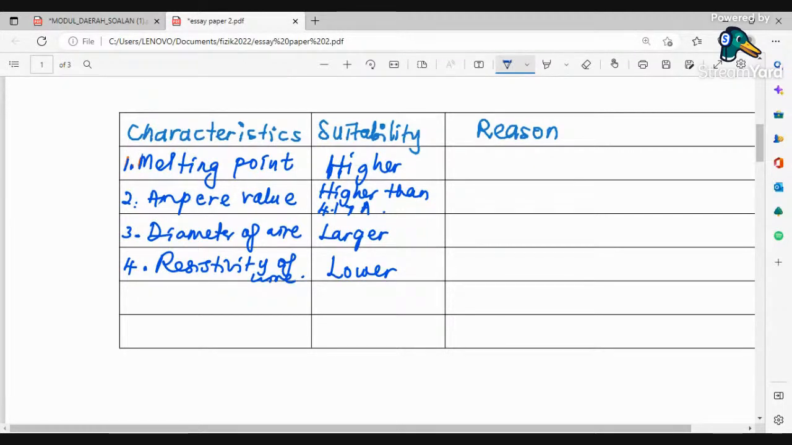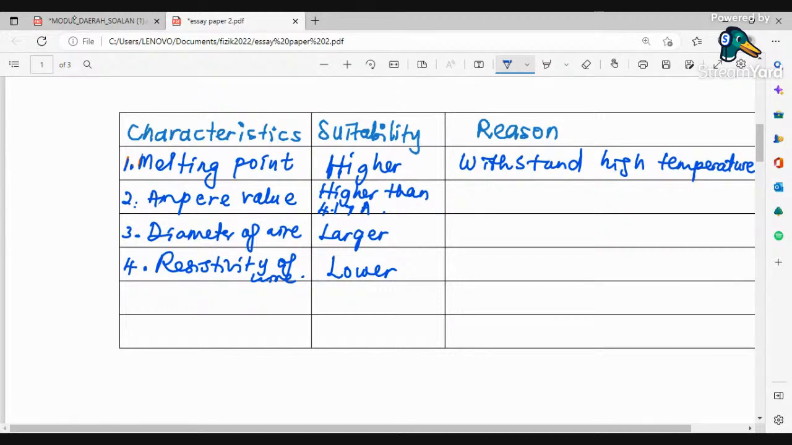High melting point means it can withstand high temperature, because normally an iron is used for quite a long period, maybe 1 or 2 hours at the same time. So make sure the melting point is higher so that it does not melt due to higher temperature, but we need it to melt due to higher current or leakage of current.